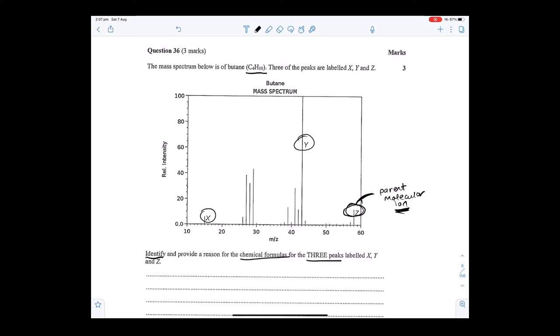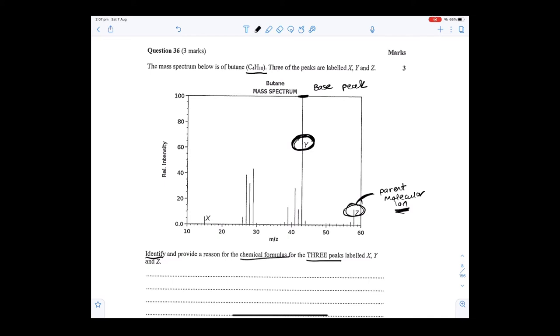Okay, good. And so Y, what does Y represent, Zane? The peak that occurs at 100% relative intensity. What did we call that? The base peak, sir. Very good. Base peak. Nailed it. Good. And so X just represents some other small peak. So let's find out what it could be.